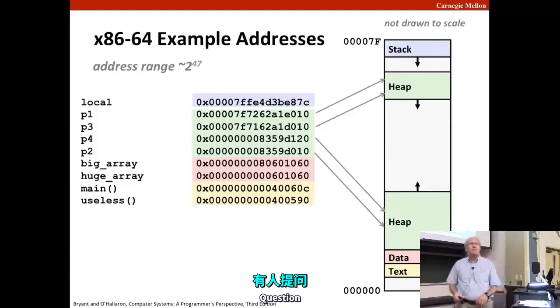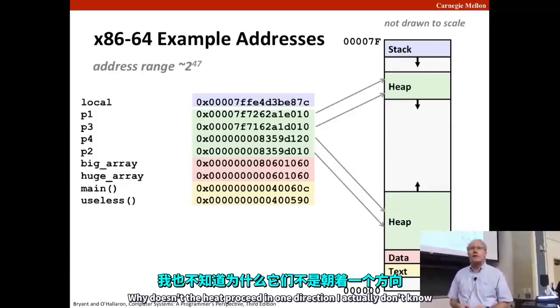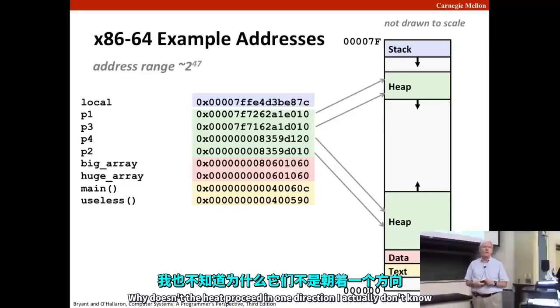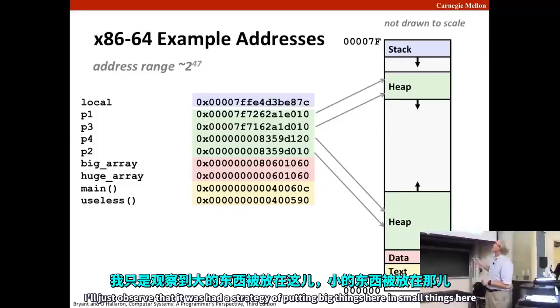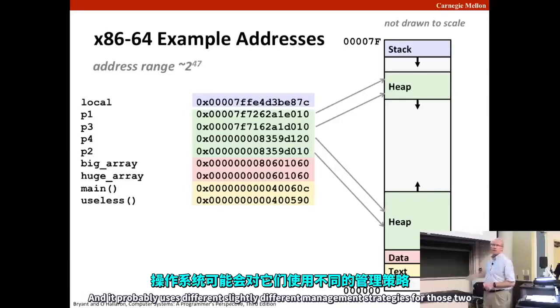Question? Yeah, why doesn't the heap proceed in one direction? I actually don't know. I'll just observe that it had a strategy of putting big things here and small things here, and it probably uses slightly different management strategies for those two.